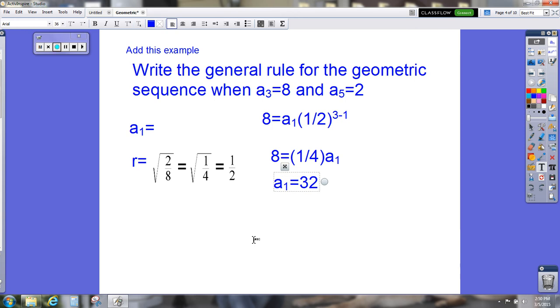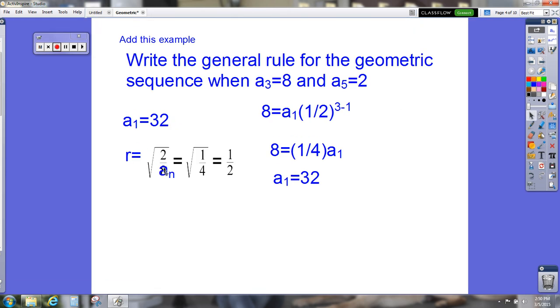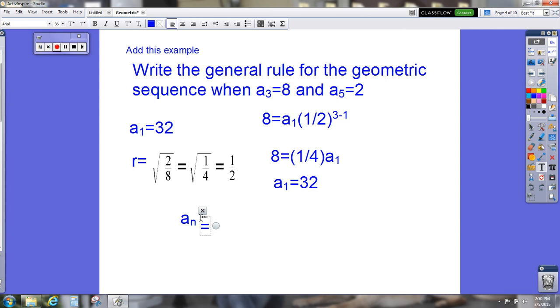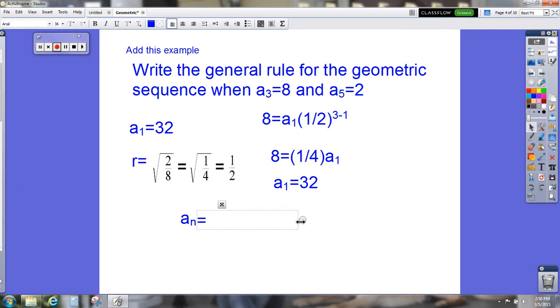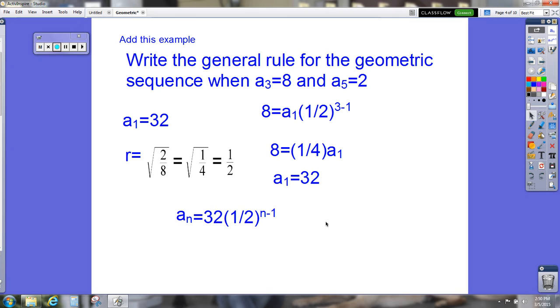Okay, so let's make our rule. Now we have everything we need. We know my first term is 32, and my ratio is 1/2. So this is going to be equal to my first term, which is 32, times my ratio, 1/2, to the n minus 1 power. Okay, there's your rule, and we can use that to find any term we want in our sequence.